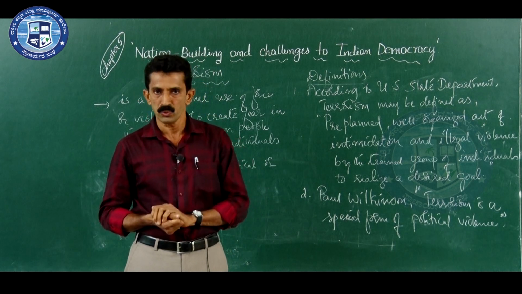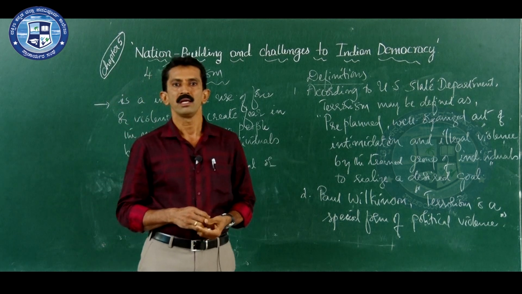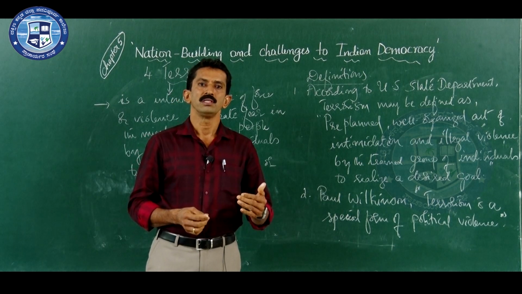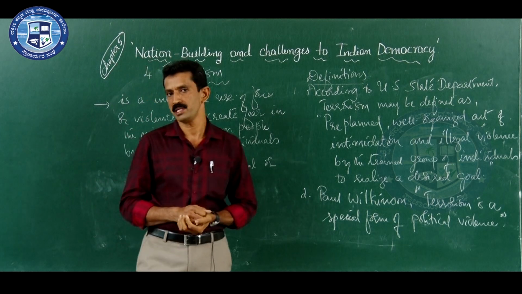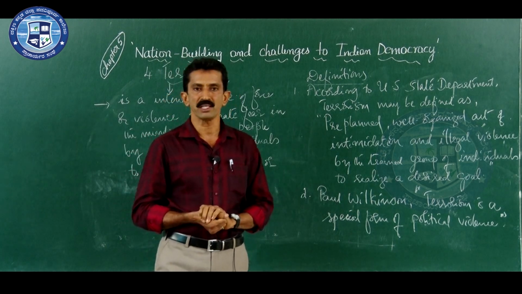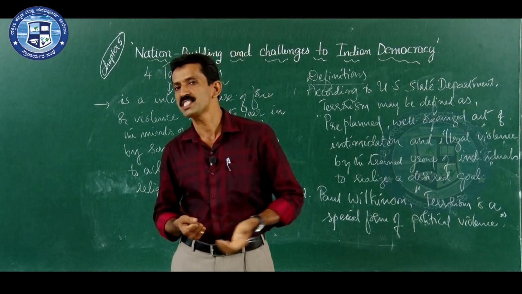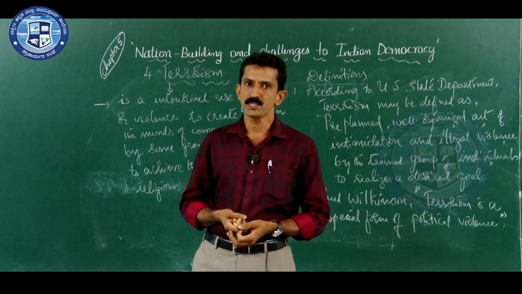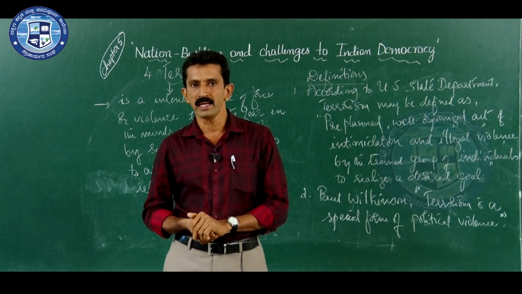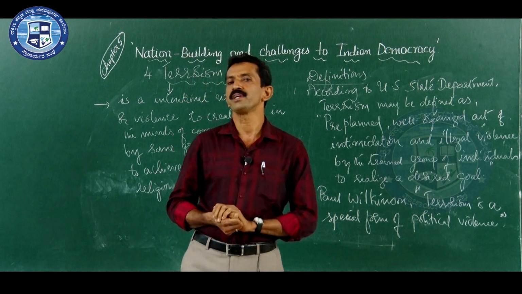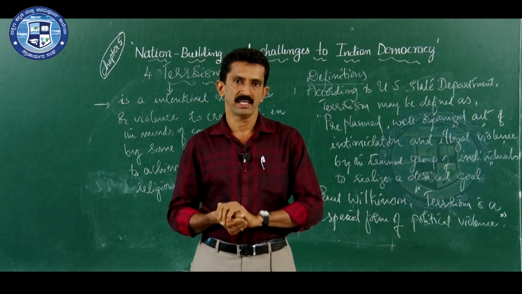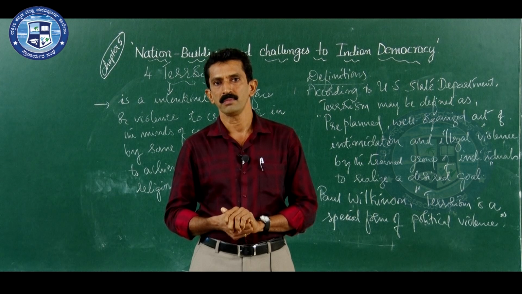Even major developed countries like USA or England, France, etc. also suffered from terrorist activities. So, India also is the worst victim of terrorism or terrorist activities or subversive activities. That is why in this chapter we have to discuss the impact of terrorism on Indian democracy, the causes for terrorism in India and also the measures taken to prevent terrorism in India.